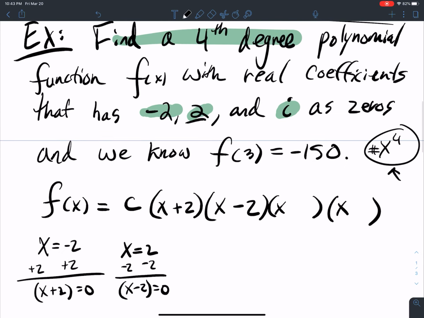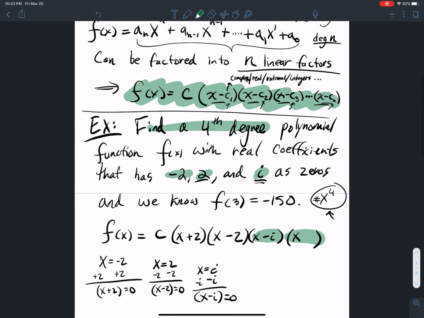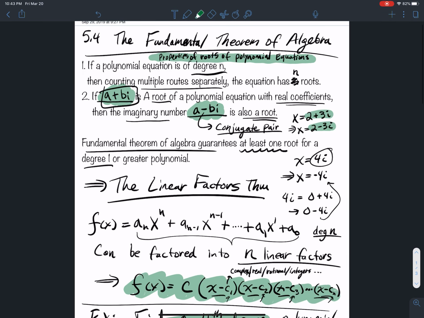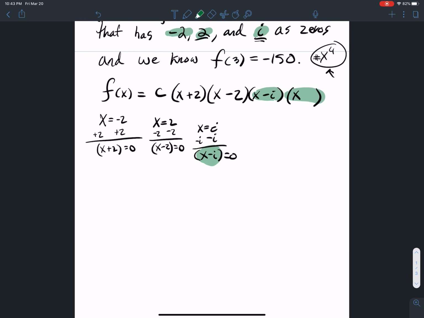Oh man, we're doing pretty good now. And then I'm given i. x equals i is a zero, so minus i, I get x minus i equal to 0. That's a factor. But what about my last one? Well, what did I just get done teaching you, right? Imaginary solutions, imaginary zeros, have a conjugate pair. So if there's a plus, then there's a minus, right? So this one, we have x minus i. That means I also have an x plus i right there, okay?